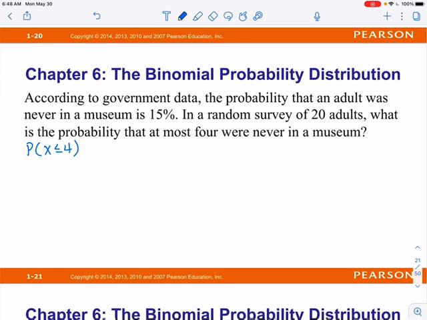Let's get all of our P's and X's and N's. So your probability is going to be 0.15, your N is 20, and X again will be 4. Again, this isn't the complement because we are starting out with less than or equal to, so we don't have to worry about doing 1 minus. So we're just doing the second vars and scroll down to binomial CDF.